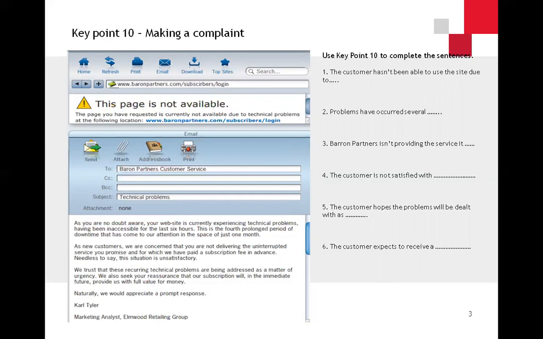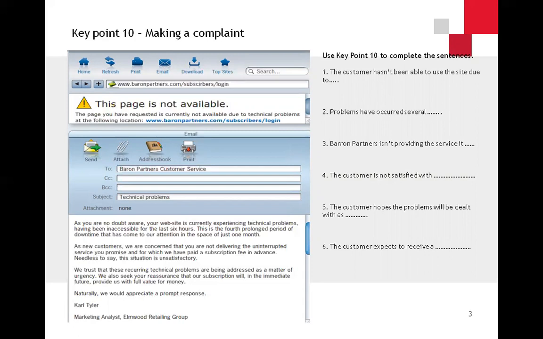Needless to say, this situation is unsatisfactory. We trust that these recurring technical problems are being addressed as a matter of urgency. We also seek your reassurance that our subscription will, in the immediate future, provide us with full value for money. Naturally, we would appreciate a prompt response. Carl Tyler, Marketing Analyst, Elmwood Retailing Group.